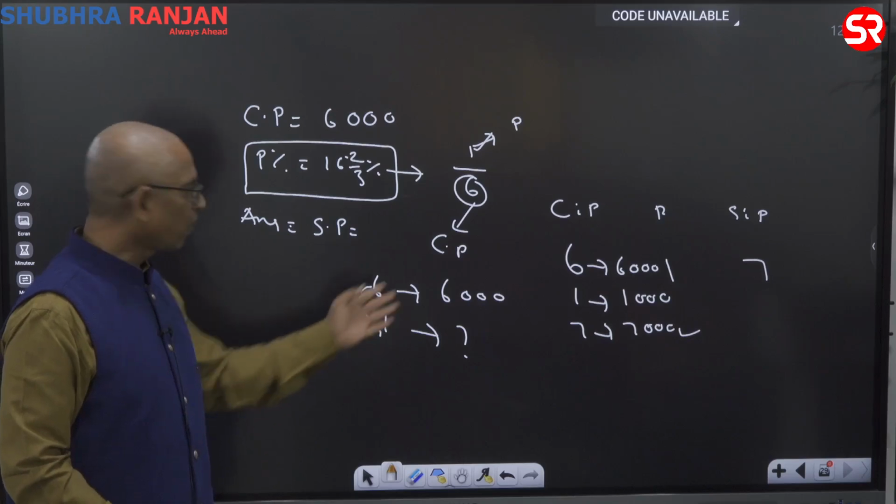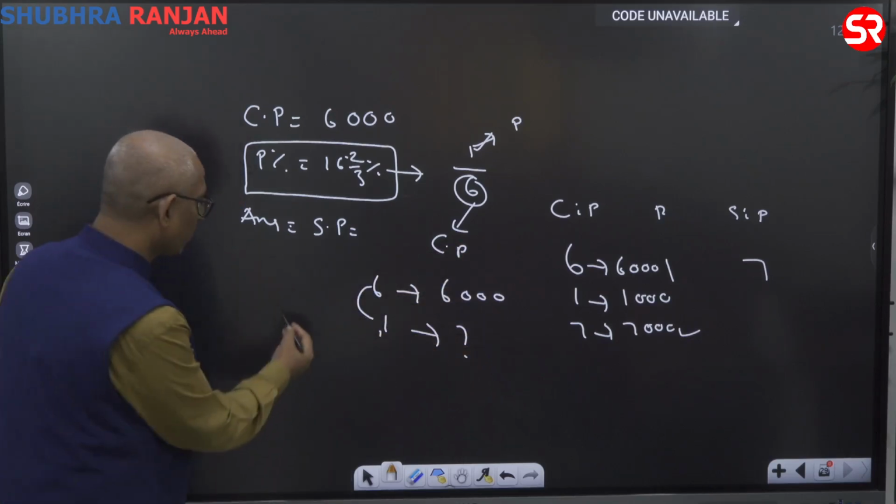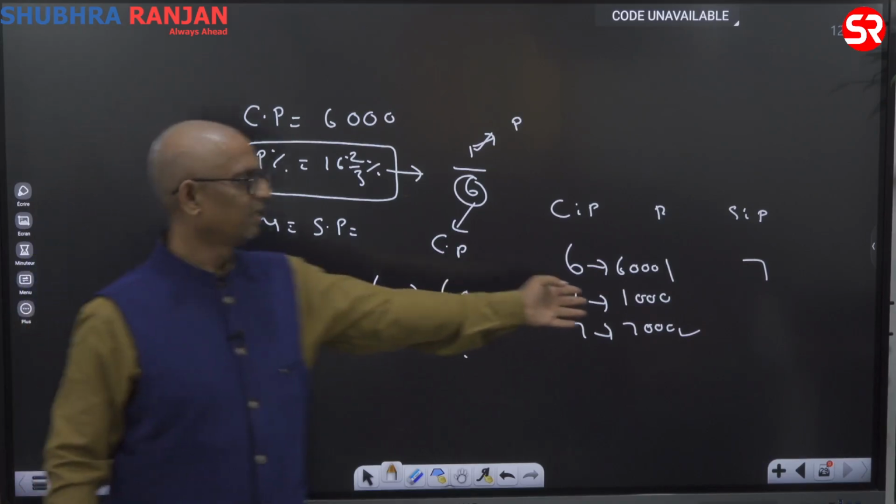Units are reduced, so the amount will be decreased. So the answer will get less by more. Less by more means 1 by 6 into 6,000. So what will come? 1,000.